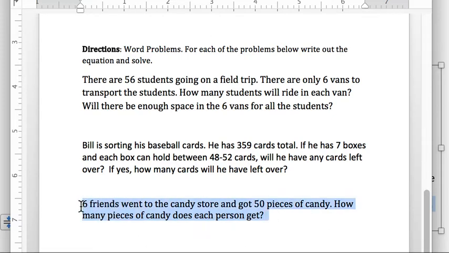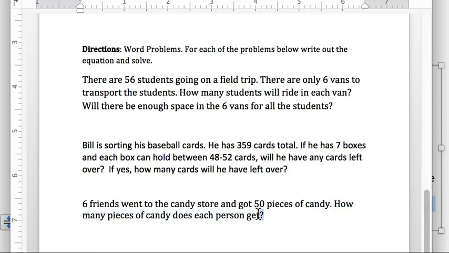Here's one that is closer. It's the right idea in terms of the amount of information, but it's not actually doing the job. It says 6 friends went to the candy store and got 50 pieces of candy. How many pieces of candy does each person get? Again, in this case, people aren't getting an equal number of pieces of candy.